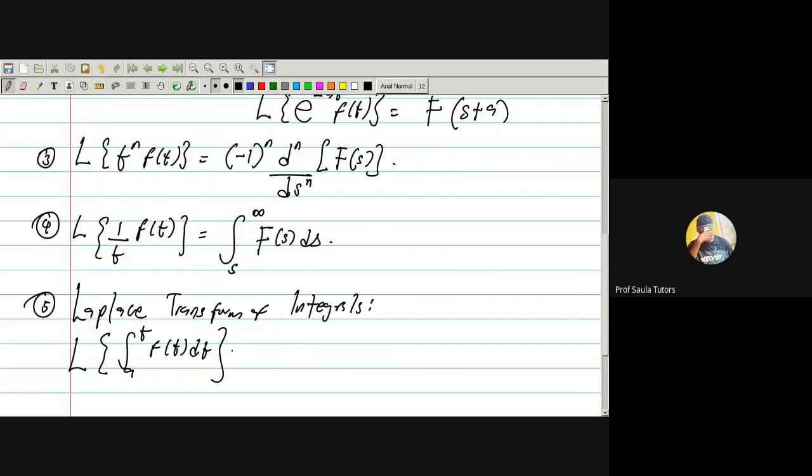It is equal to 1 over s times the integral from a to 0 of f of t dt, plus 1 over s times the Laplace transform of f of t. Now, look at what is here: 1 over s, integral a to 0.